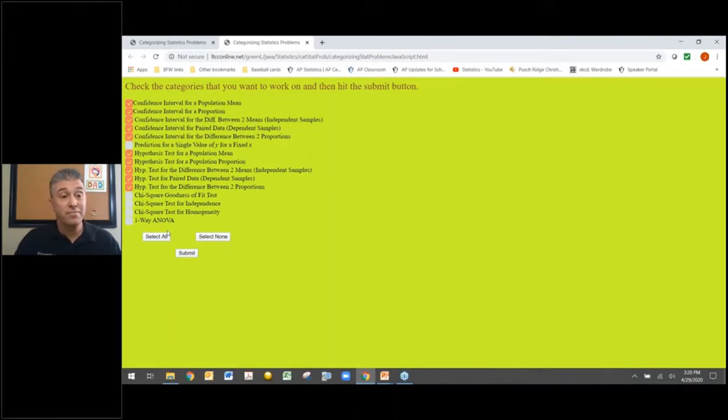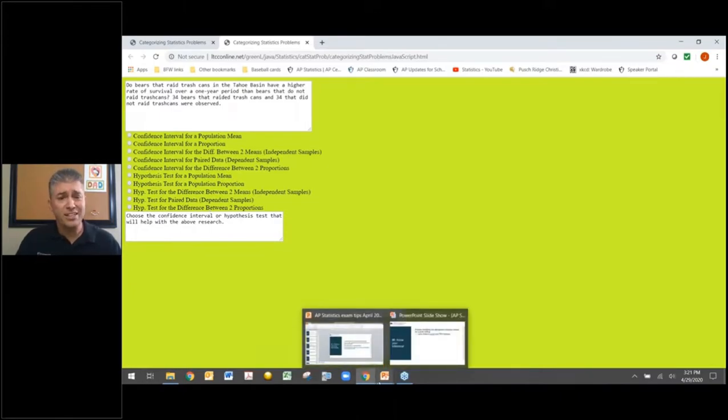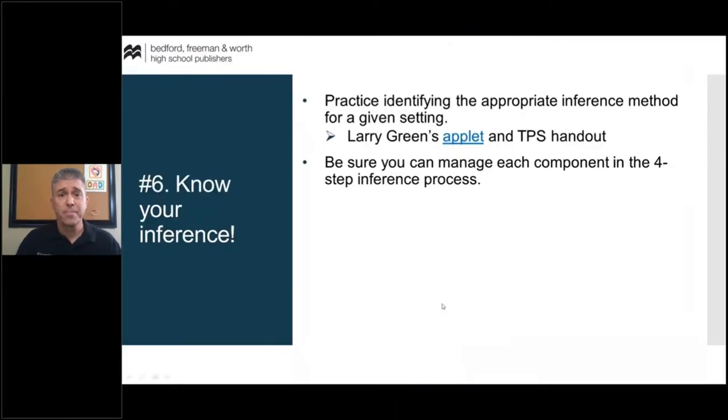So this would be great. And then you hit submit, and it just gives you examples of scenarios, and then it gives you the choices. And if you choose something incorrectly, it'll give you hints about how to get the correct answer. And there's hundreds of these scenarios. So have your students practice identifying the correct inference procedure.